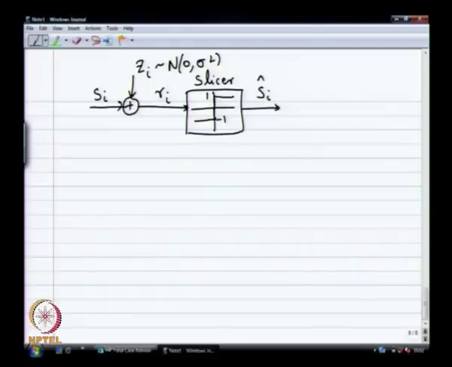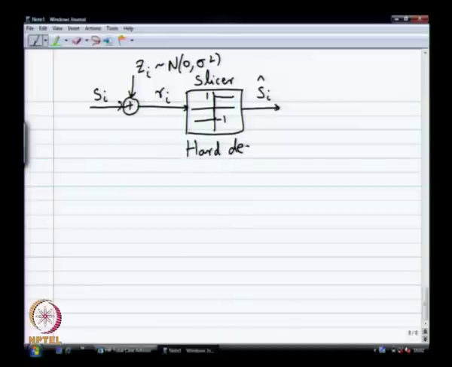You would get an SI cap. Okay, so you can think of it as the best possible estimate you can have for SI given that particular RI only. Okay, so you are not given anything else, only given RI. This is the best possible estimate for SI that you can do. Okay. So the slicer is also called a hard decision.